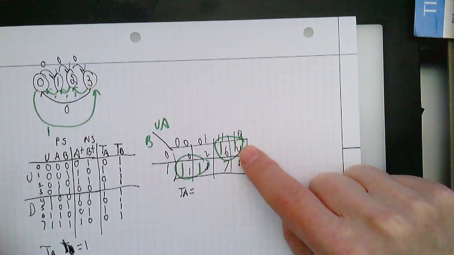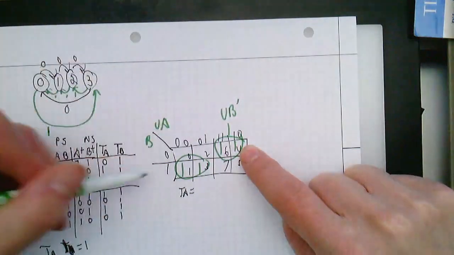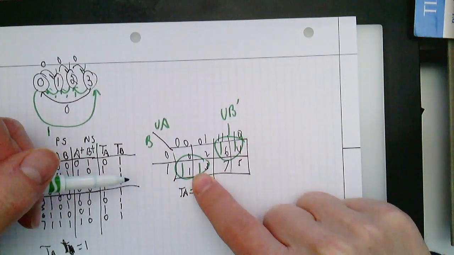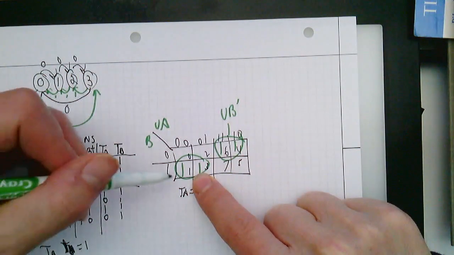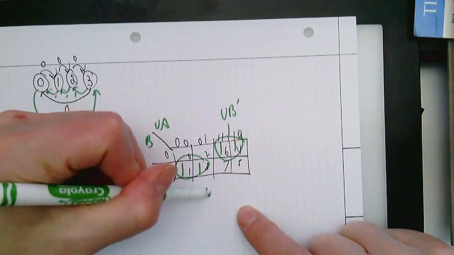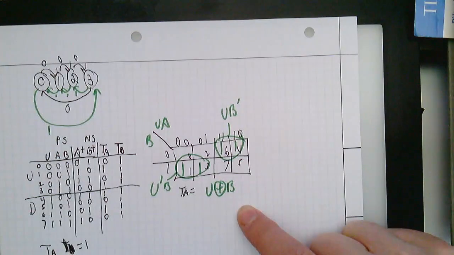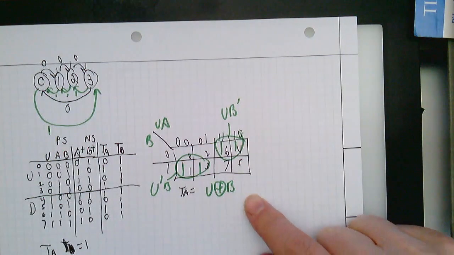So that's going to be U, B prime. And this here is going to be U prime B. So T sub A is equal to U exclusive OR B. That's cool. That's cool. So now, yes, go ahead.